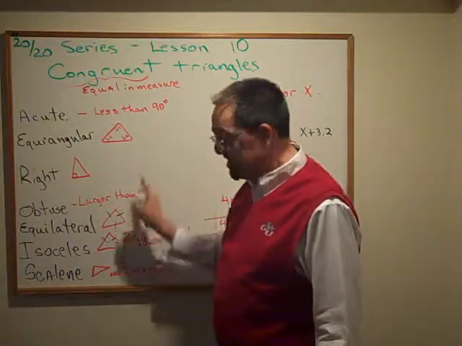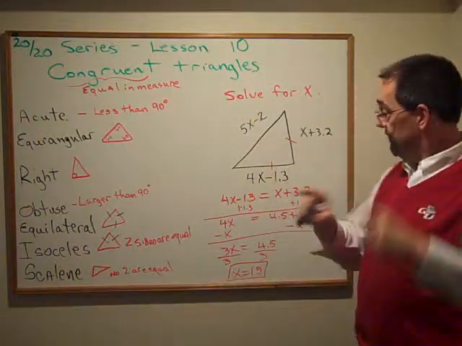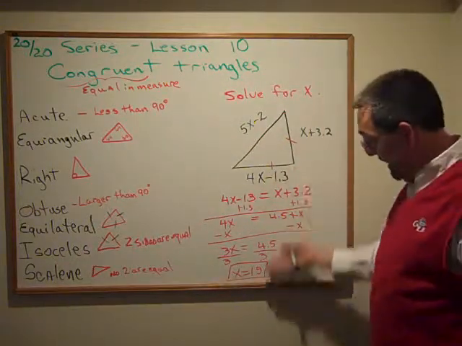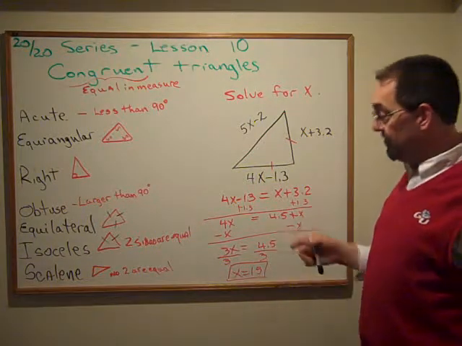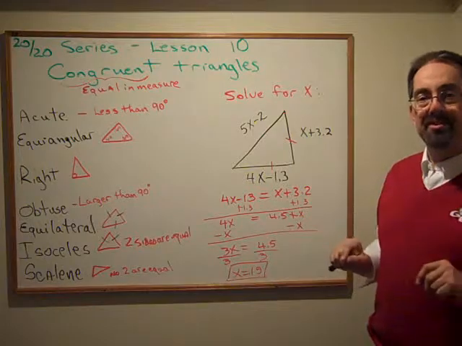Equilateral, all three sides are equal. Isosceles, two sides are equal, which is the example we had here. That allowed us to put them equal to each other and solve for x. And a scalene triangle, where no two sides are alike.